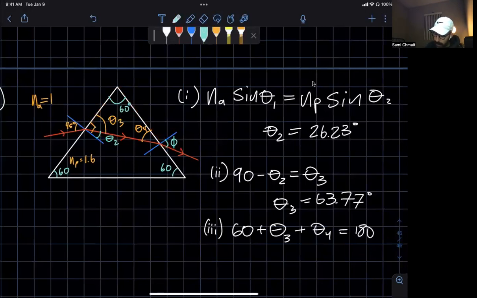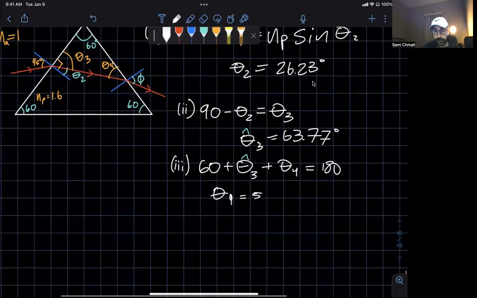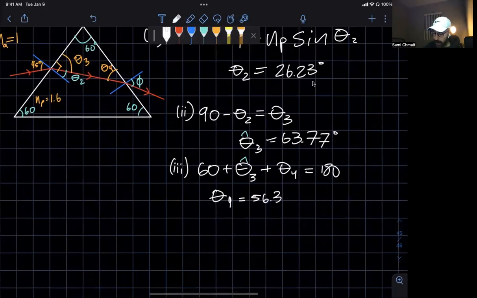We know what theta 3 is equal to. We just solved for that, right? So we can now just solve for theta 4, and theta 4 is going to be equal to 56.33 degrees. Okay, sorry, my handwriting seems to be getting worse on the iPad. I got confident and now it's gotten worse.